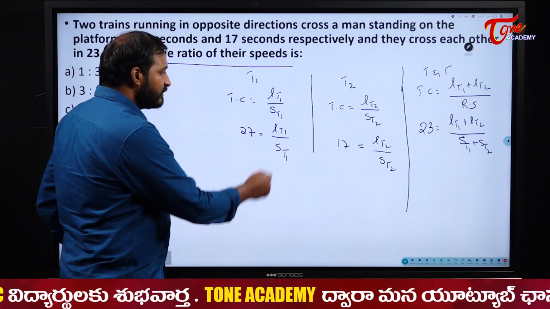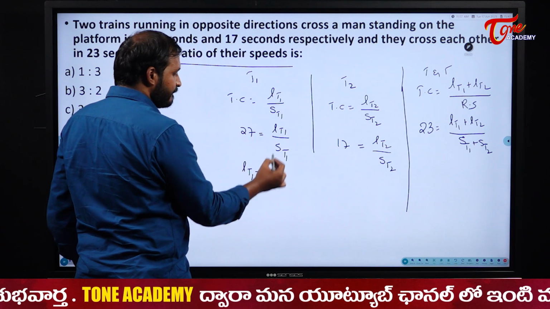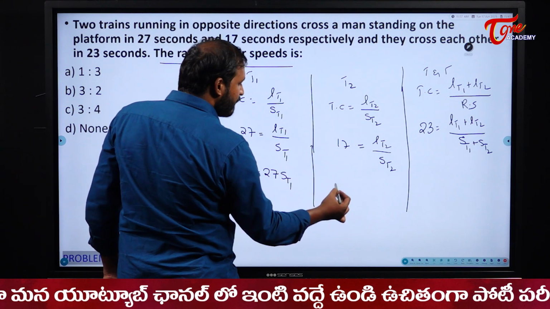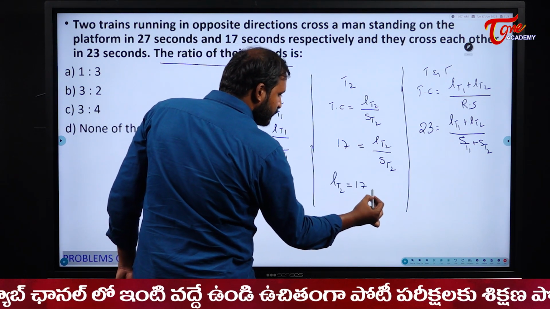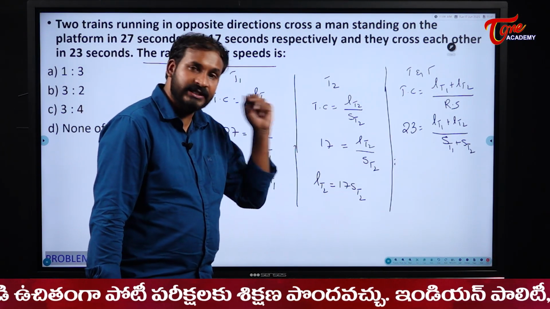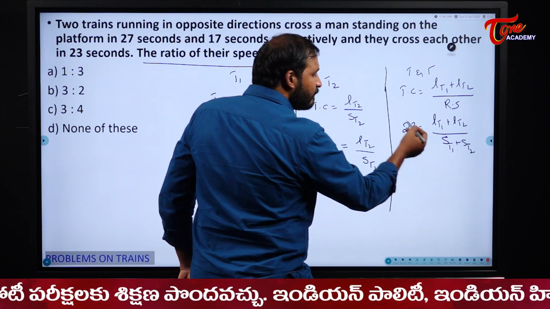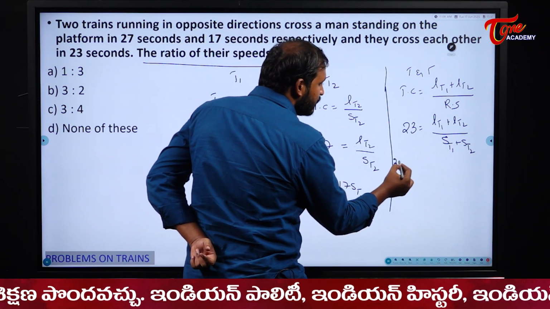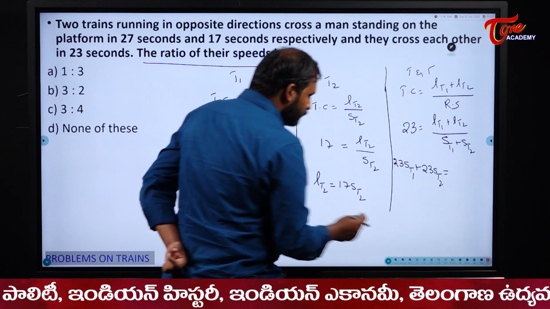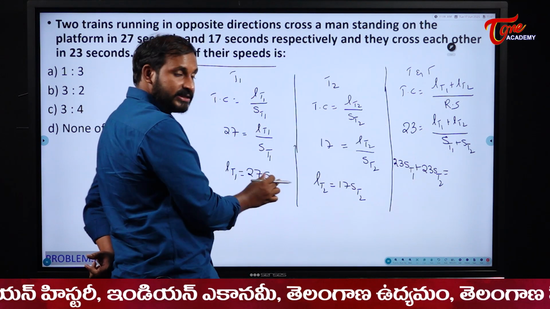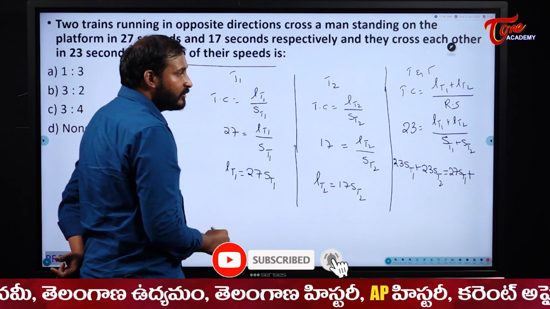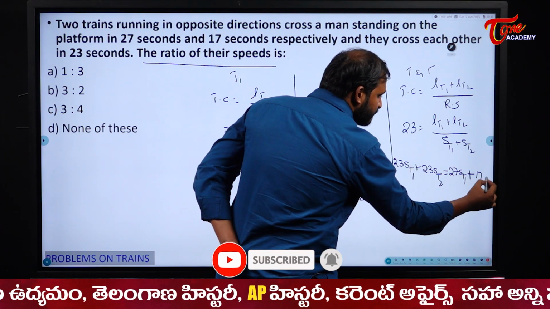So from this, length of train 1 will become what, students? 27 into speed of train 1, right? From this, what happens to length of train 2? 17 into speed of train 2, right? So now I will substitute this length of train 1 and length of train 2 in this third equation. Before substituting, I will multiply this one here. Please observe: 23 speed of train 1 plus 23 speed of train 2 is equal to, in place of length of train 1, 27 speed of train 1 plus, in place of L2, 17 speed of train 2.